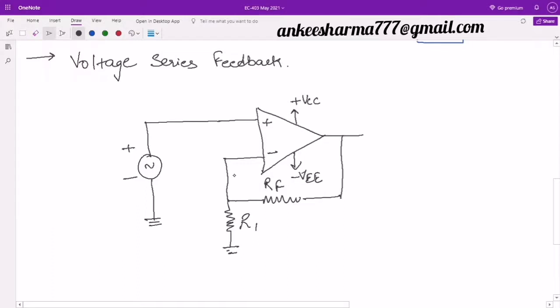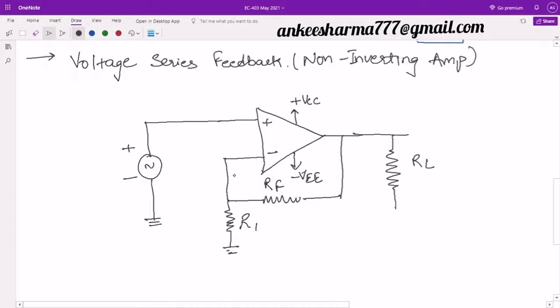So these are some things that we have already discussed, that is how we do the feedback in an operational amplifier. This is a negative feedback and the input is applied at the non-inverting terminal. So I will name this as a non-inverting amplifier. Non-inverting configuration we are discussing, non-inverting amplifier. Now the output is taken across a load resistor. So I will draw a load resistor here, RL, right? Now this is also connected to ground.